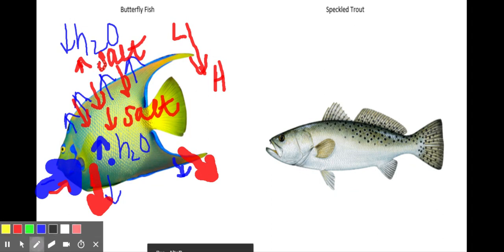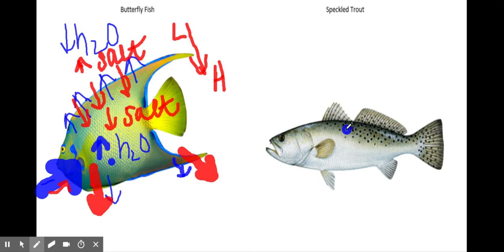Now in our freshwater fish, here we have low water potential outside, high water potential inside because it's fresh.